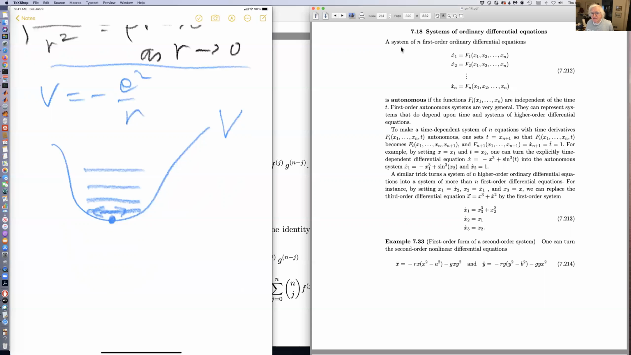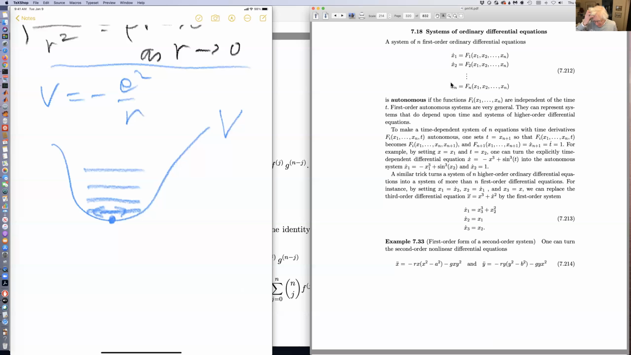So let's look at a system of n first-order ordinary differential equations. We have x1 dot is f1 of all the x's, x2 dot is f2 of all the x's, xn dot is fn of all the x's. This thing is said to be autonomous if the functions are independent of the time. These autonomous systems are very, very general, and they can even represent functions that do depend upon time and functions that aren't first order. You see, these are n first order equations. This can represent a higher order system.